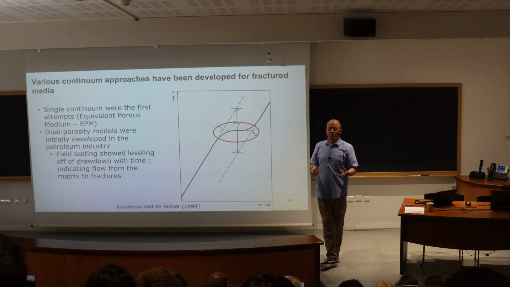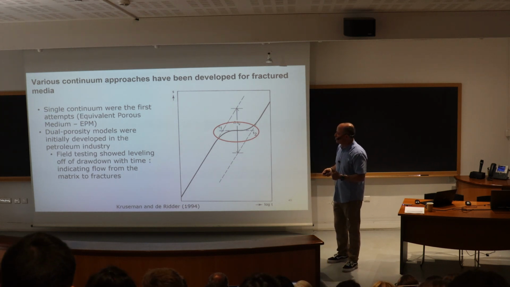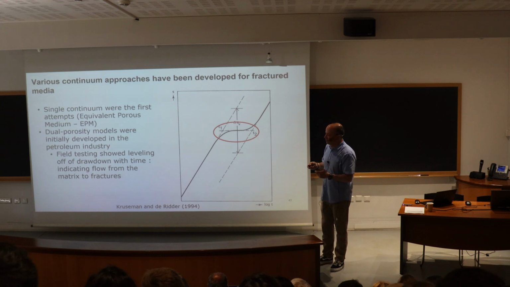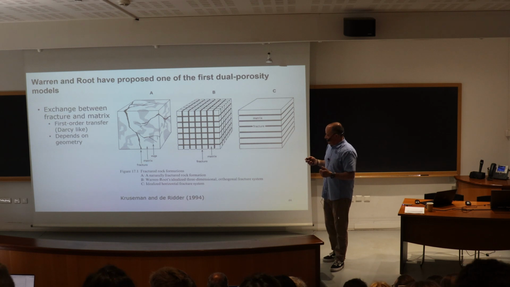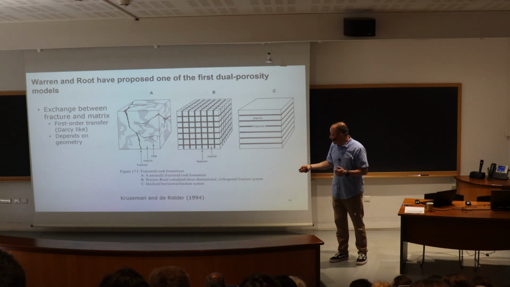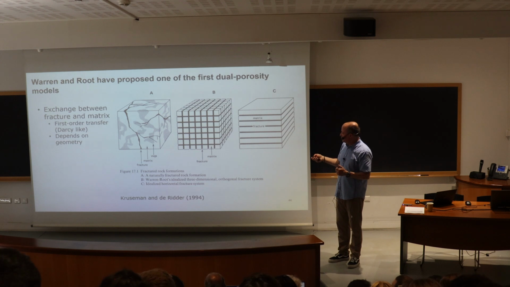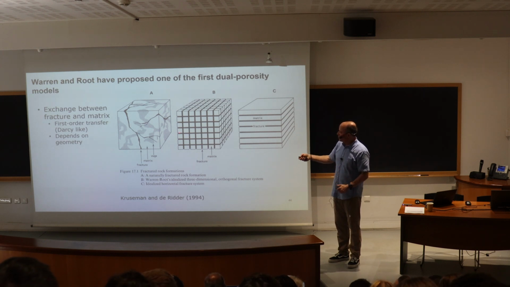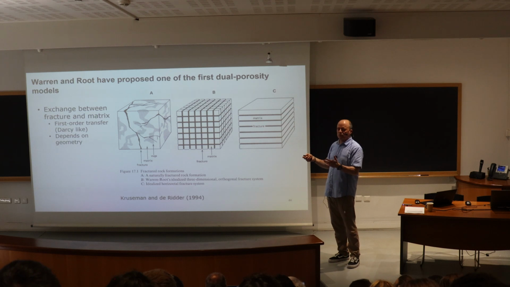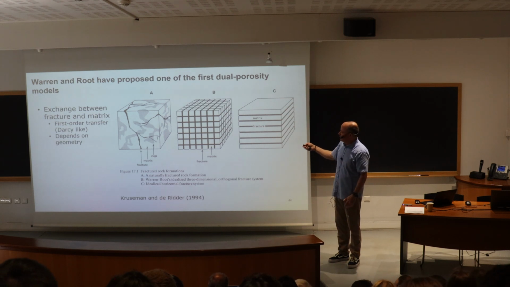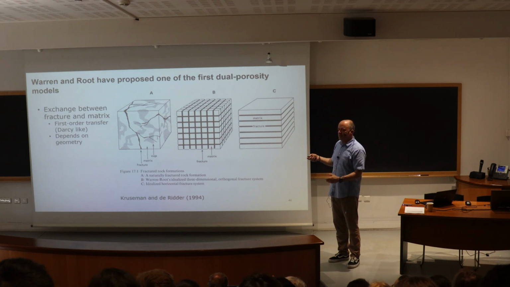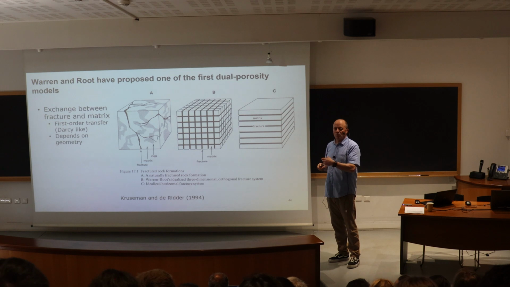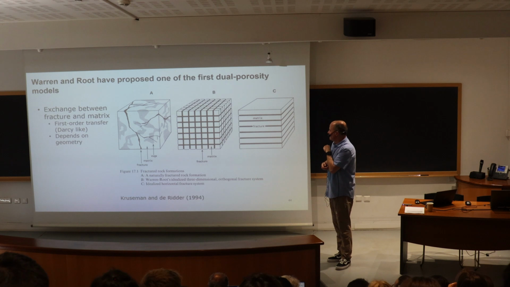So they could not reproduce these behaviors with equivalent porous medium approaches, and they started to develop the first models, which were dual porosity. Warren and Root developed a model, and this is from Kruseman and de Ridder, but they show this model. We start from a naturally fractured reservoir, and from the hydraulic behavior, what they proposed was this type of approach, simplified geometry. So we have a network of fractures in between a matrix that can contribute to flow when there are changes in the hydraulics, for example, pumping in a petroleum reservoir.